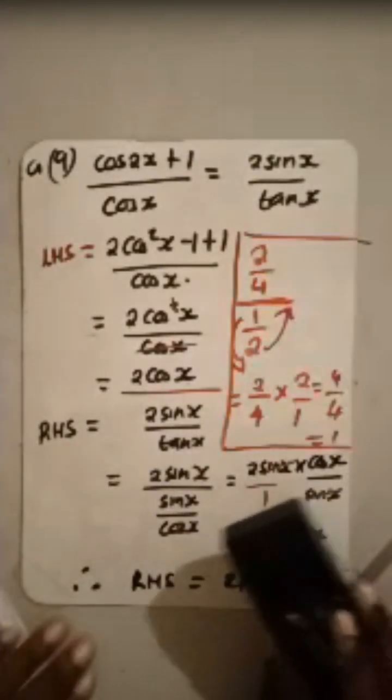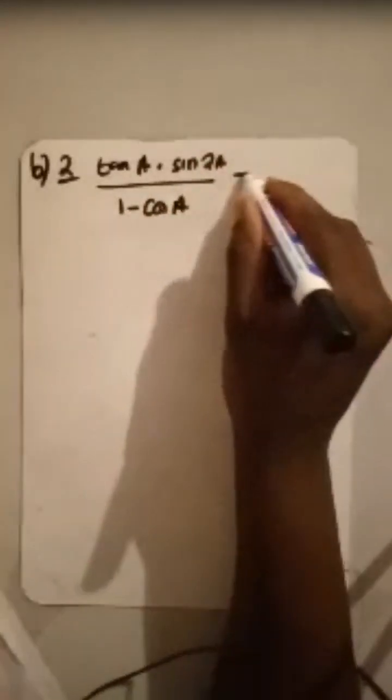Now let's go to number B. Number B, I'm going to start at number 2. We are still on exercise 7, and we are at B2. B2 says: tan A multiplied by sine 2A over 1 minus cos A is equal to 2 plus 2 cos A.